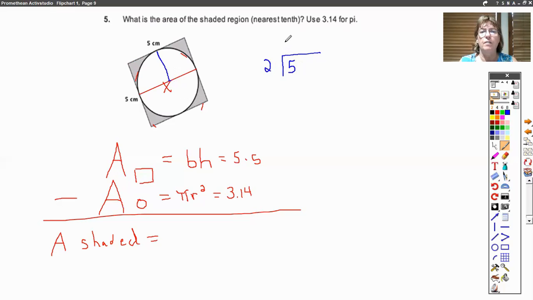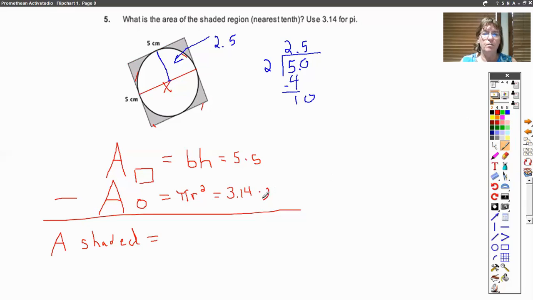And so 2 goes into 5 2 times, which is 4, remainder 1. So I'll add a decimal, so I can add a 0. And 2 goes into 10 5 times, so that I know that this measure right here is 2.5. And that gives me the radius, which is what I need here. So I'll come back down here.